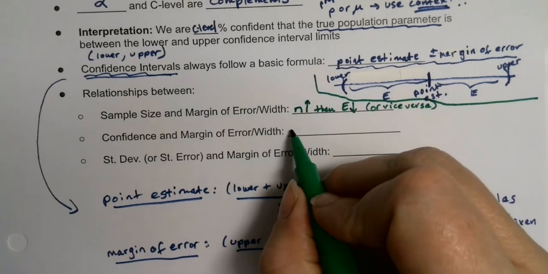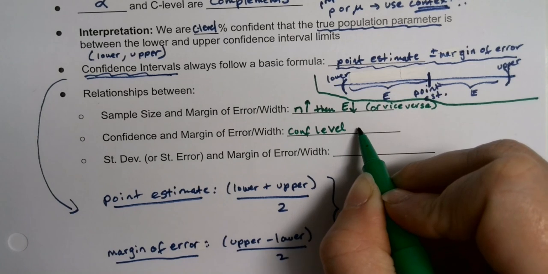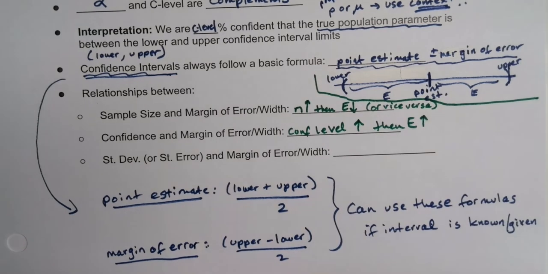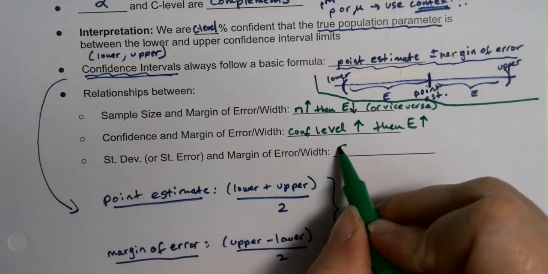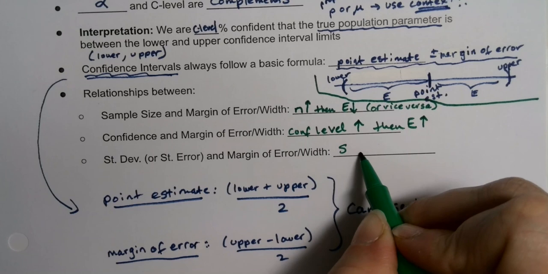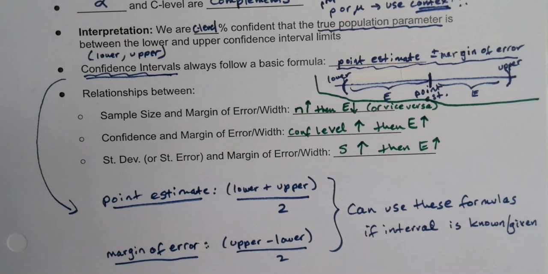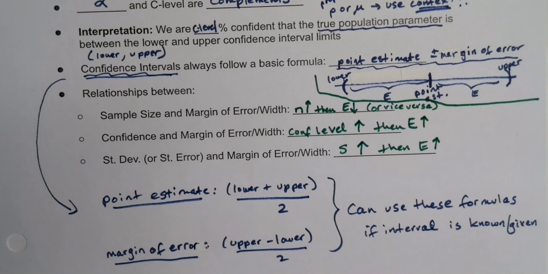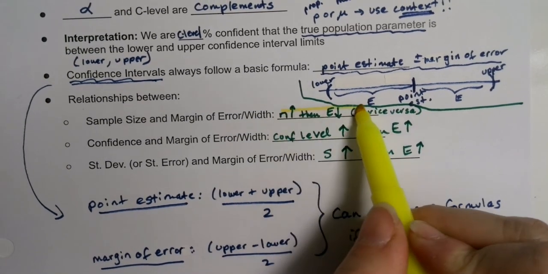Similarly, if your confidence level increases, then your error increases. Right? That's just the way that goes. And then standard deviation. If your standard deviation, which is S, increases, then error increases. Okay? So this one is the weird one. This is the one that goes backwards. Oops, sorry. I hit the page. So this is the strangest one of the three, right?